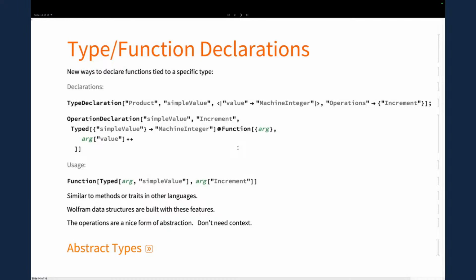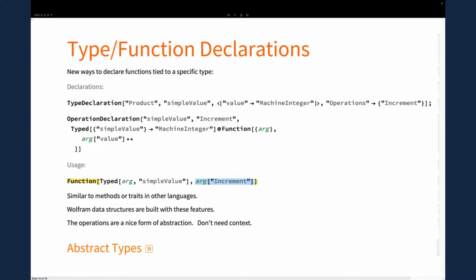Another enhancement in 14.1 is some new ways to declare functions that are connected to a specific type. So here I've got a type declaration. It's a product, like a structure. This is the name. These are the data elements it contains, but it also supports some operations, like here's an increment operation. Here I've given an implementation. So this is a simple value and the increment operation, and here's the code that implements the operation. Then in a function somewhere, I can access some data of that type, and I can call the operation like this. And so this is like adding a method or trait in other languages.